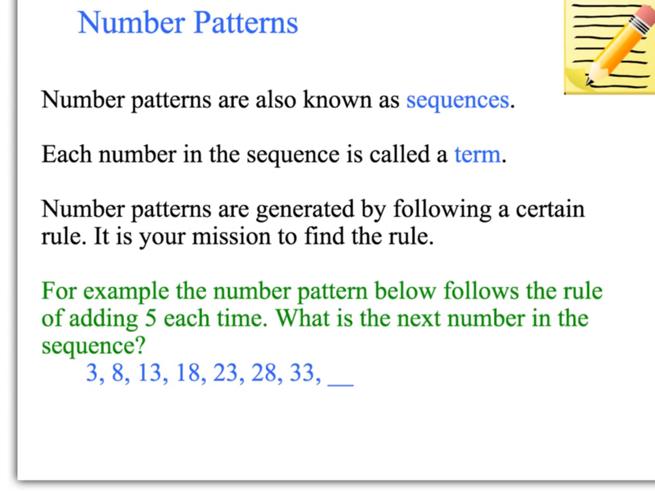Number patterns are generated by following a certain rule. So you need to try to find out what the rule is that's being applied to each of the numbers to find the next number. Alright, so we can look at this example here at the bottom of the screen. The number pattern here adds 5 each time. Okay, so it's pretty easy. If it adds 5 each time, you can figure out that the number after 33 is 38.